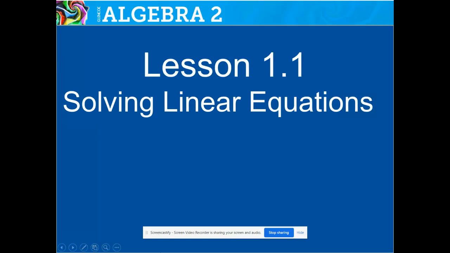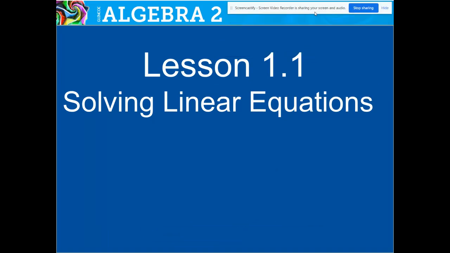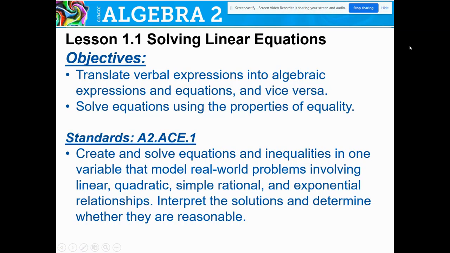Algebra 2, Lesson 1.1, Solving Linear Equations. Objectives. Translate verbal expressions into algebraic expressions and equations, and vice versa. Solve equations using the properties of equalities.